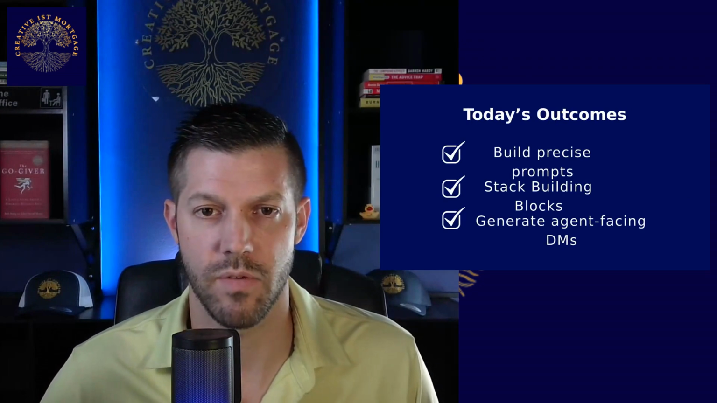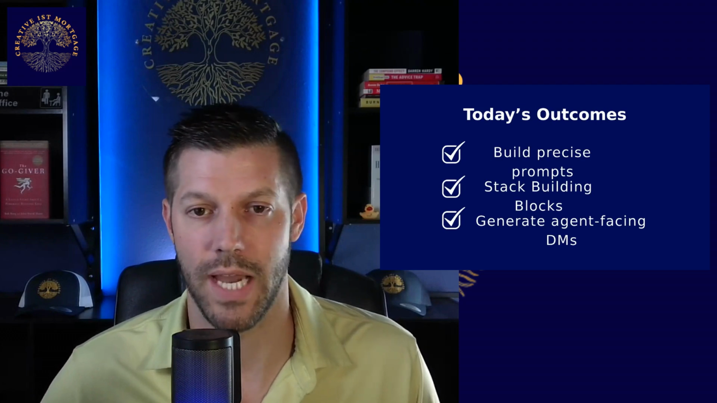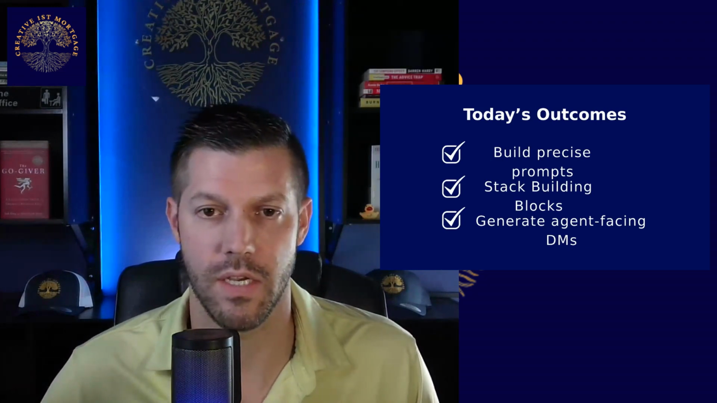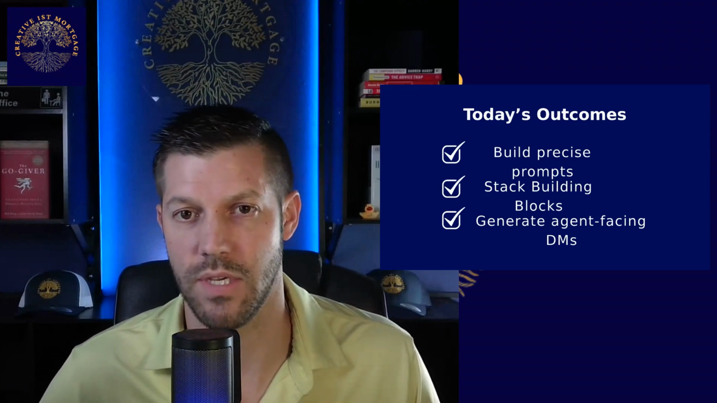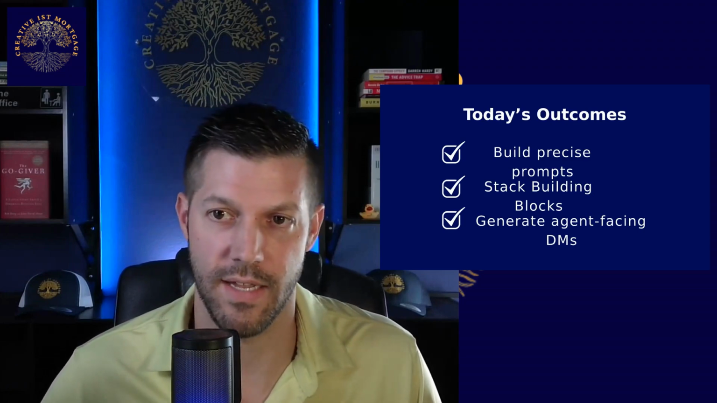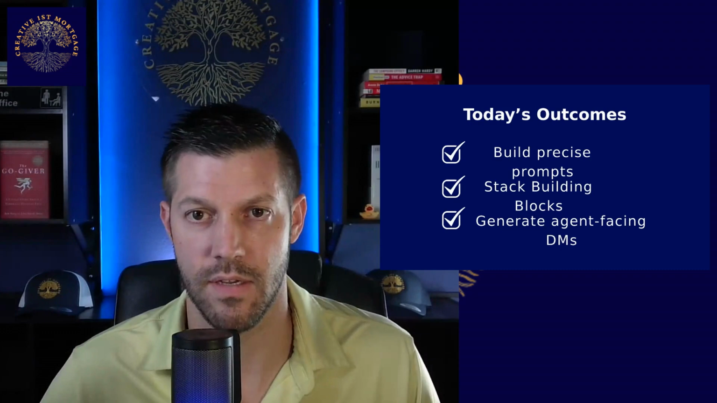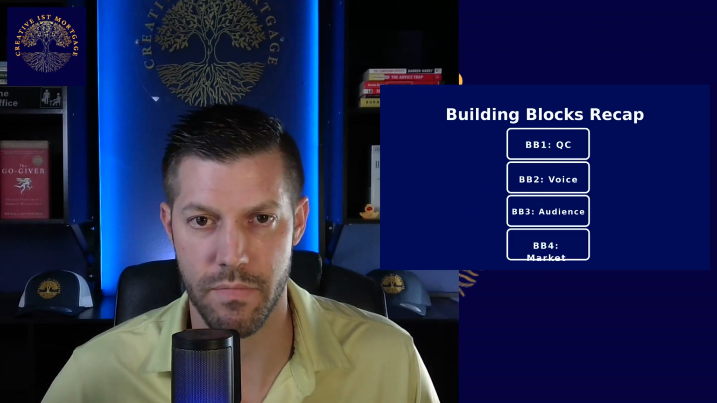Today's outcomes: we're going to make sure that we're building those prompts precisely. We're going to be able to stack the building blocks, and then you're going to be able to generate agent-facing or buyer-facing DMs. Your homework is actually going to be to utilize AI to create a message to send to someone on Facebook or Instagram, and then go send the message on Facebook and Instagram.